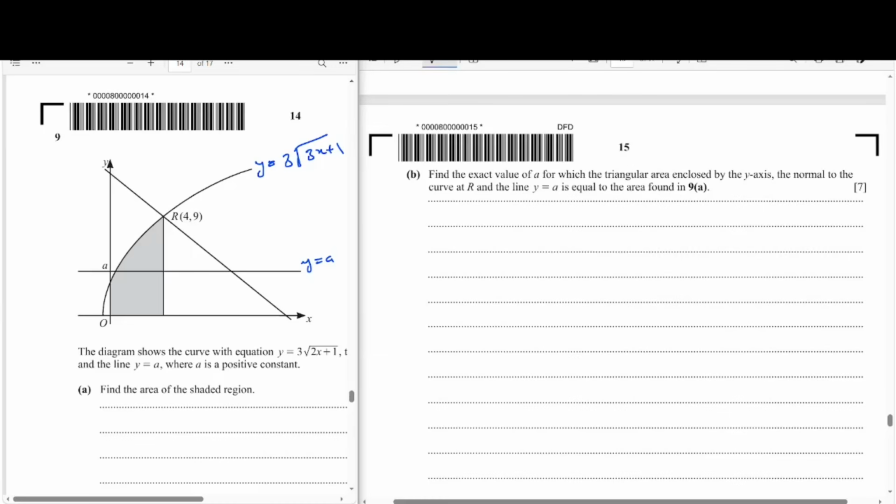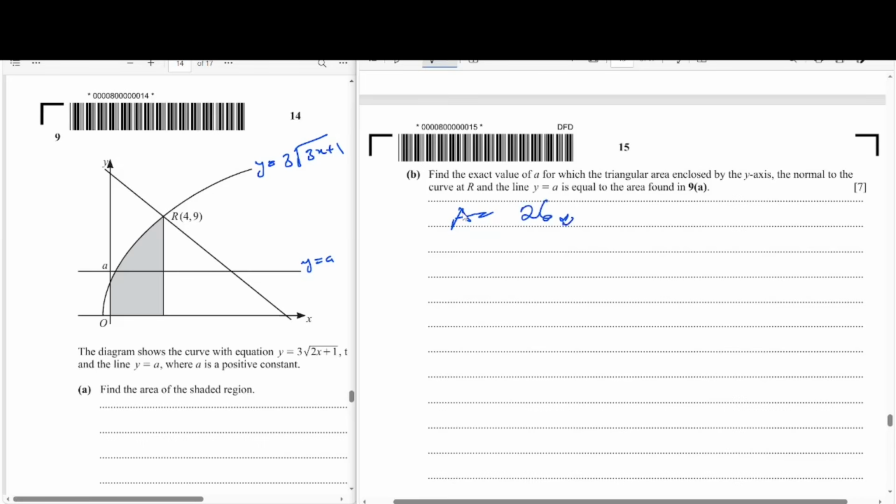Now for question 9b, find the exact value of A for which the triangular area enclosed by the y-axis, the normal to the curve at R, and then the line y equals A is equal to the area found in 9a. So first of all, the area we found in 9a was 26 square units.